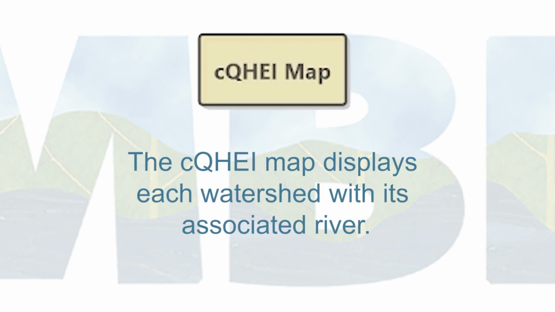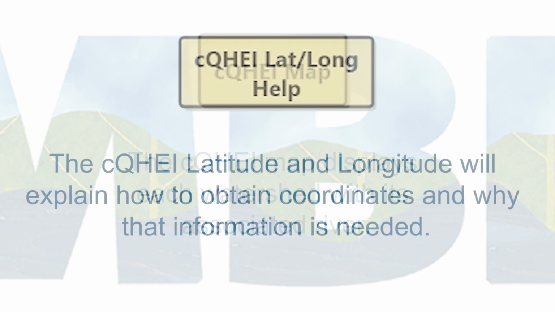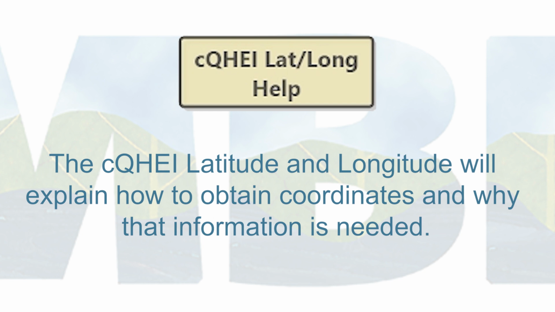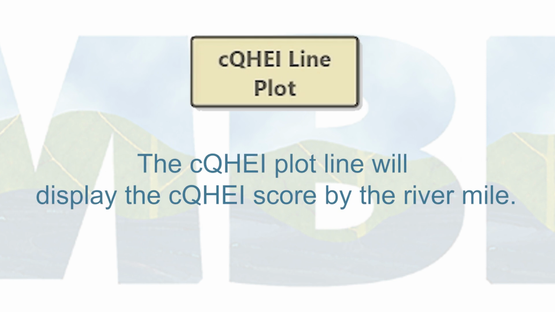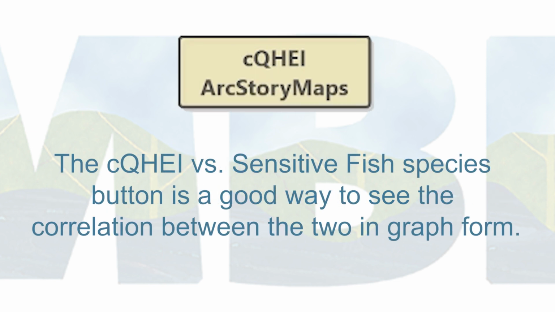The cQHEI map displays each watershed with its associated river. cQHEI latitude and longitude will explain how to obtain coordinates and why that information is needed. The cQHEI plotline will display the cQHEI score by the river mile.